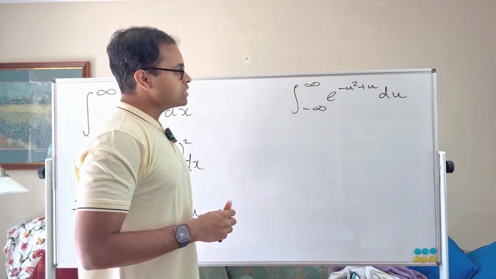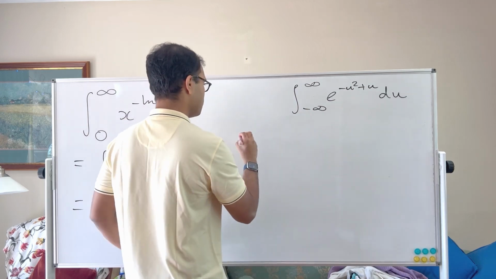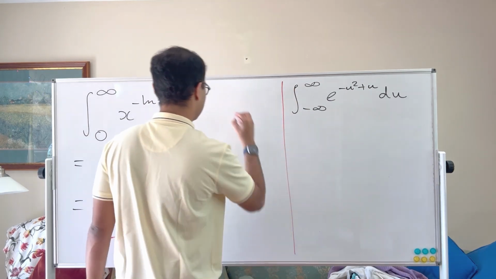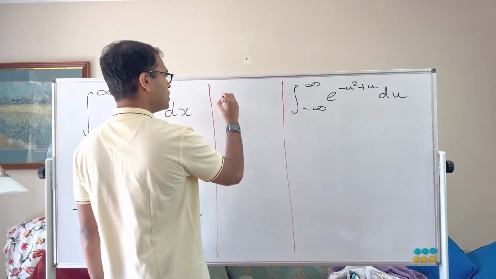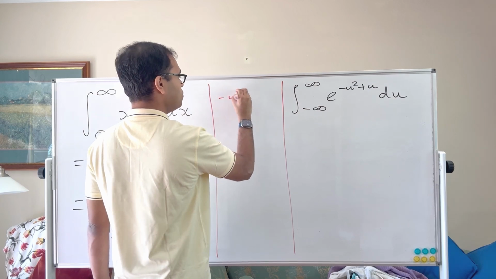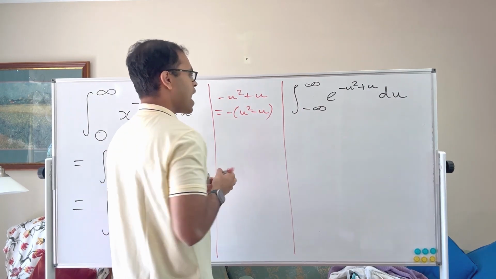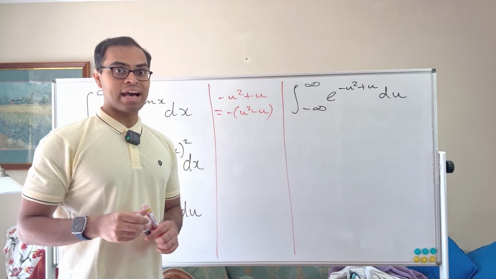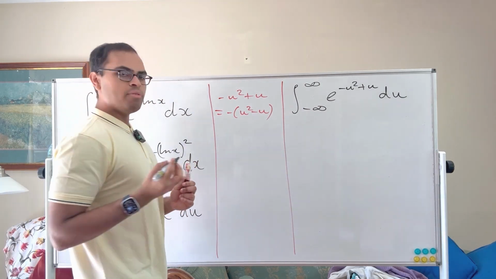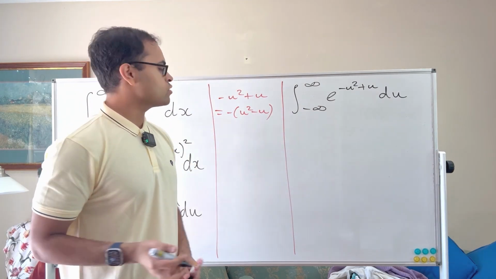So what's in the exponent: I'm going to write this in the middle. We know that negative of u squared plus u is going to equal the negative of u squared minus u. And we want to write this u squared minus u as a perfect square. Okay, so how do we do that? We complete the square, basically.